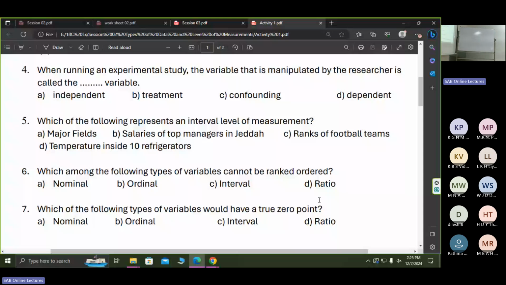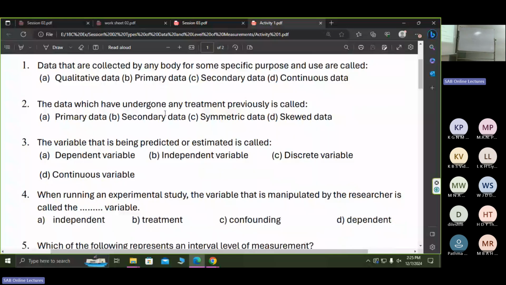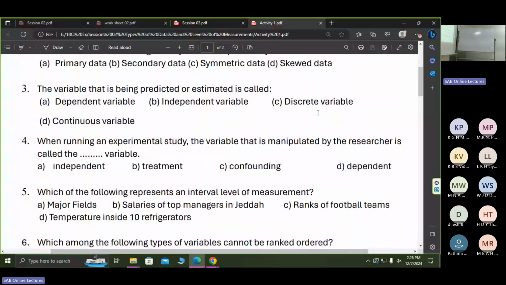Finish. And the answer for the first one: data that are collected by anybody for some specific purpose and use are called primary data. The data which have undergone any treatment previously are called secondary data.